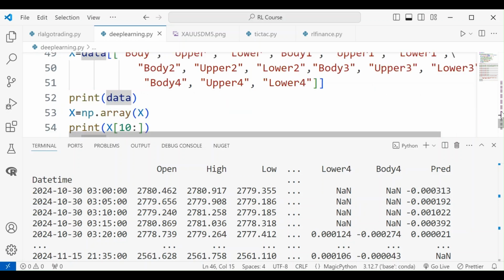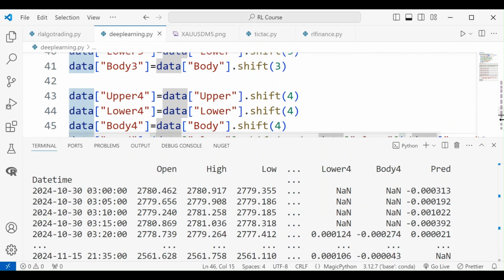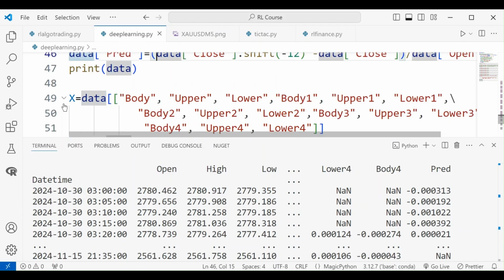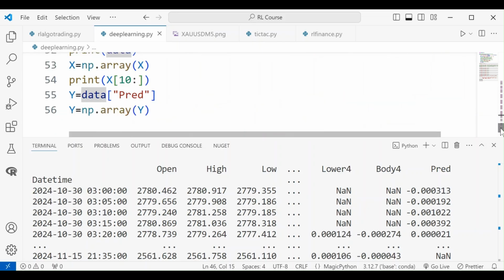Now we divide the data into input and output as I had explained. So X is data input: body, upper, lower, body 1, upper 1, lower 1. This is that second line. Body 2, upper 2, lower 2, body 3, upper 3, lower 3, and body 4, upper 4, lower 4. This is the data for X. And then we convert it into a numpy array. And then we print the first 10 rows. In the same way, prediction is just that data that predicts, and then we convert to a numpy array.